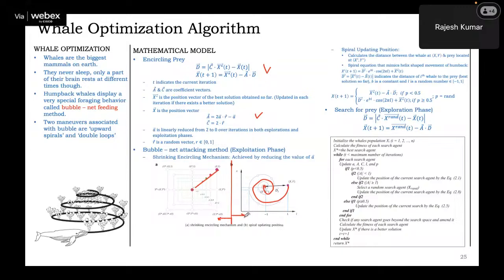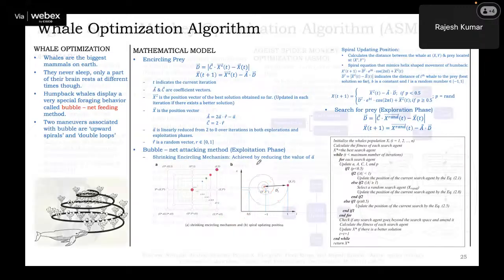This is the algorithm, but there is a justification. It's not just like that. If you watch the discovery videos, you will find this. The bubble net is there, and the bubble net formation is a spiral formation, and that inspired them to add a spiral to it and develop this algorithm.